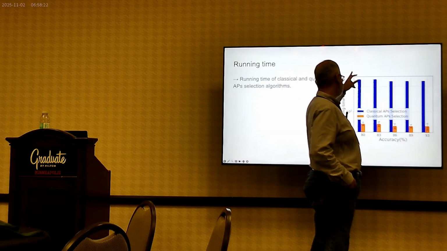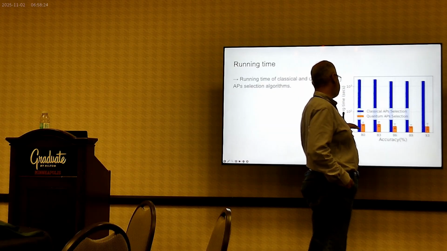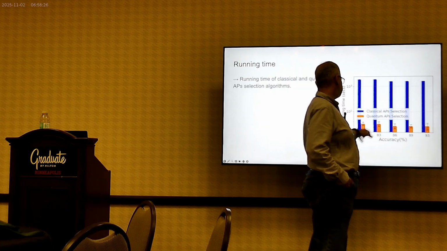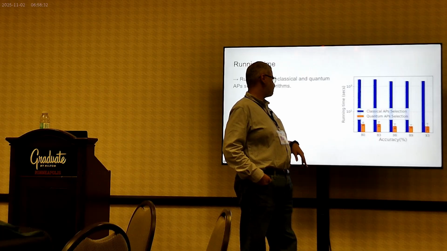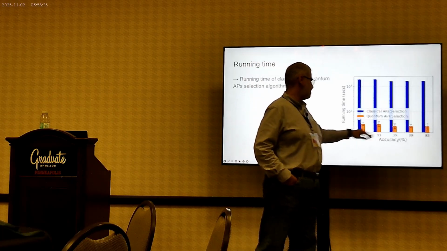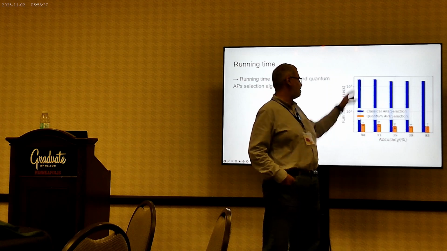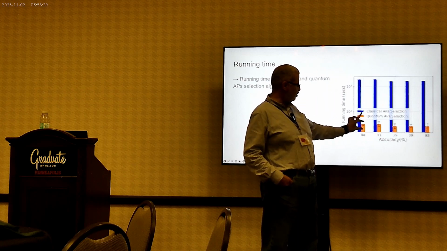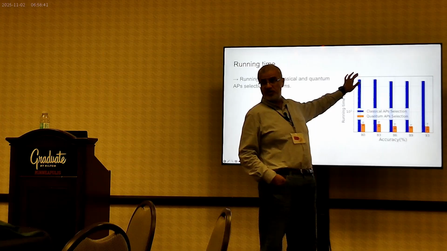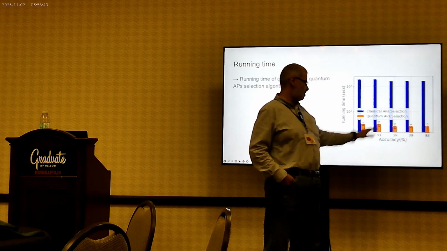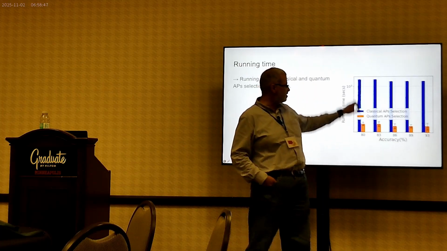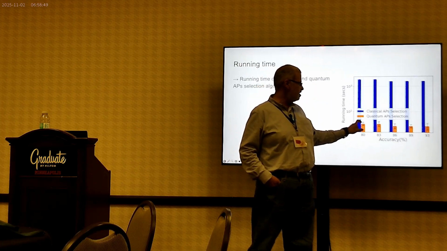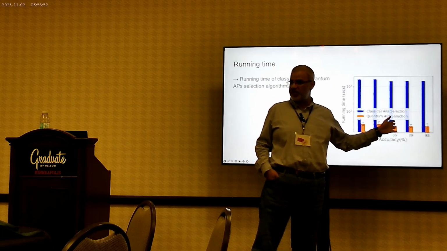So the blue is the running time for the classical access point selection, and the orange is the quantum version. And this is the accuracy. So to get 80% accuracy, for the quantum you need this amount of time. For the classical you need this amount of time. And then if you use different accuracies, this is the amount of time. And you can see that it is always the case that the quantum has better time to achieve the same accuracy.